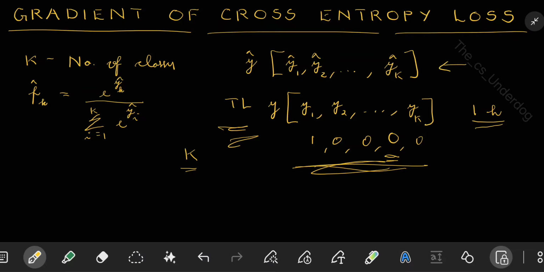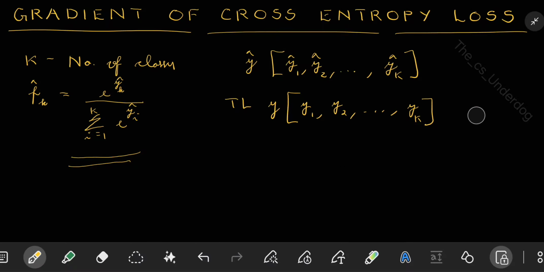What about yk cap? These y caps are logits. That is, these are real numbers which are raw outputs of the model. This is not a one hot vector. This is just a real vector. This vector we'll convert into probabilities using this formula. And this y, the true label, will be a one hot vector by default. So as of now, you know the terminology that is being used.